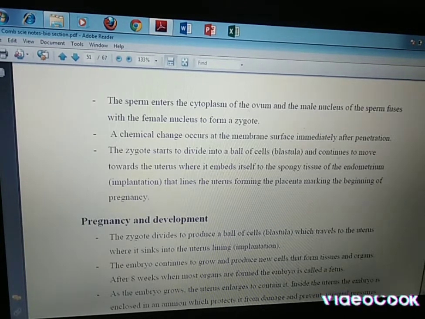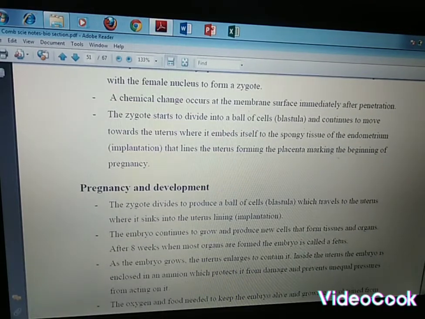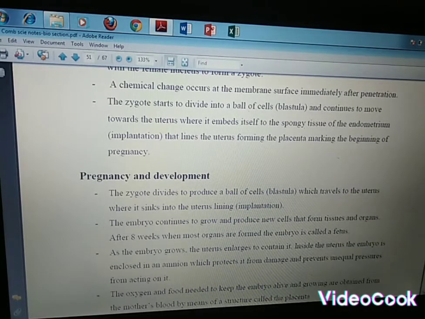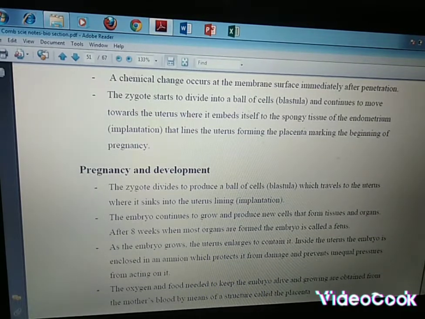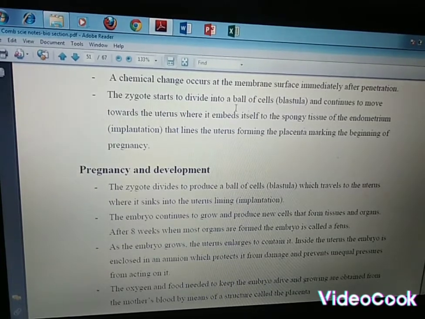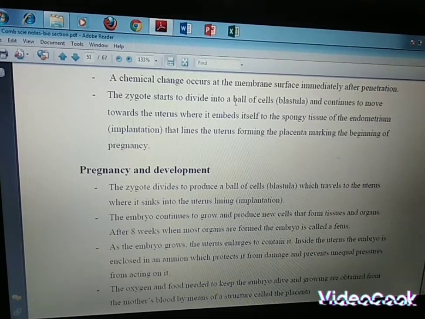Remember, these nuclei are carrying half the characteristics from the mother and half the characteristics from the father. They will fuse to form a zygote, right? A chemical change occurs at the membrane surface immediately after penetration. Once one sperm has entered your ovum, there's a chemical change that takes place in such a way that no other sperm can actually enter that ovum, right?